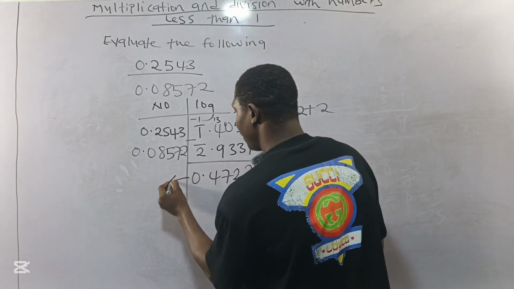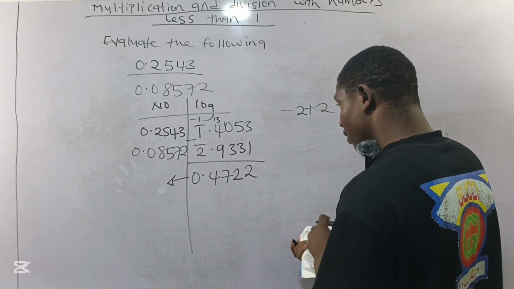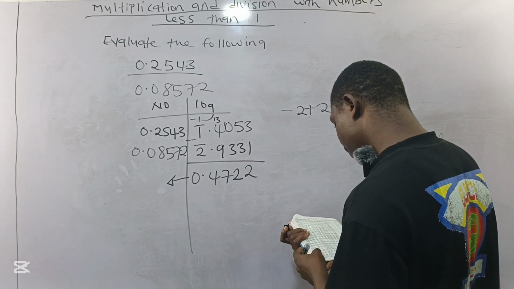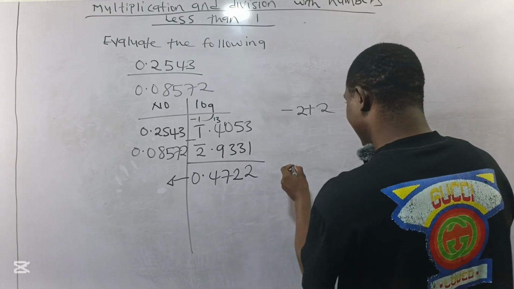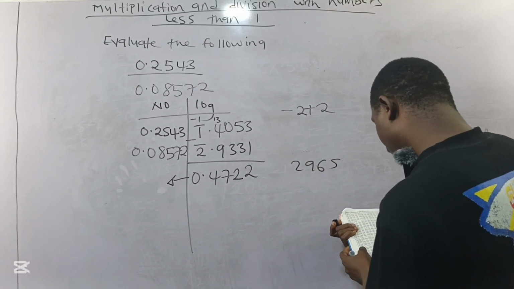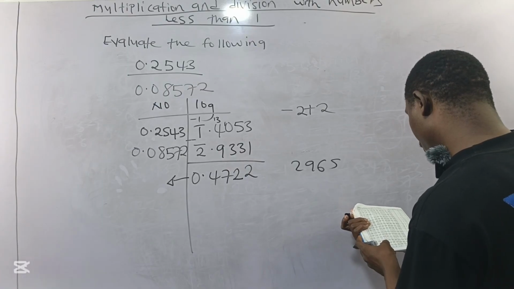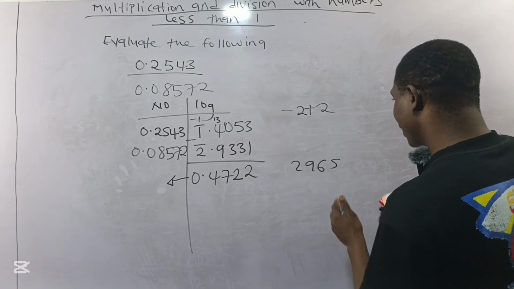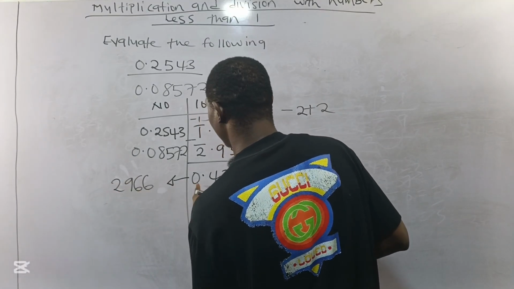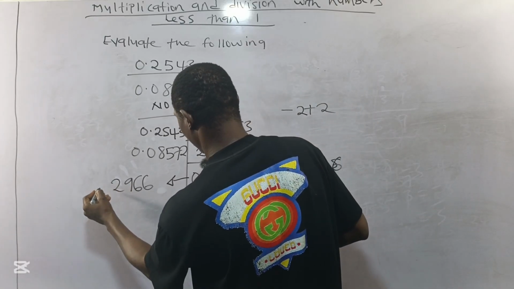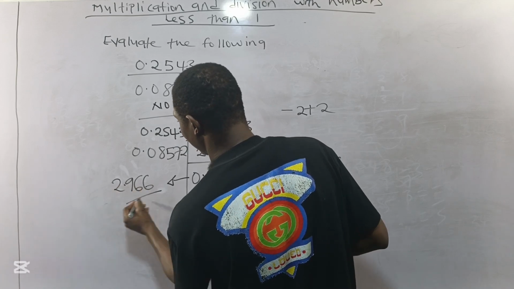0.4722. So I'll get my anti-log using the decimal fraction part. So we have 47 under 2. 47 under 2 is 2965. 2965, and difference 2 is 1. So it becomes 2966. So anti-log becomes 2966. Since I have 0 here, I'll add 1, become 1. So I have 2.996 as my answer.